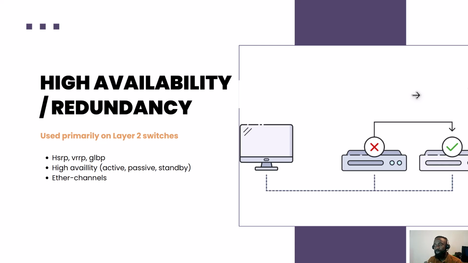Now, on the switching part, you'll find things like EtherChannels. EtherChannels help you bundle links between switches, so that when you bundle these links, you have better traffic and you have redundancy. In case one link fails between one switch and another, there are multiple other links that can help to ensure that traffic continues flowing within the network.